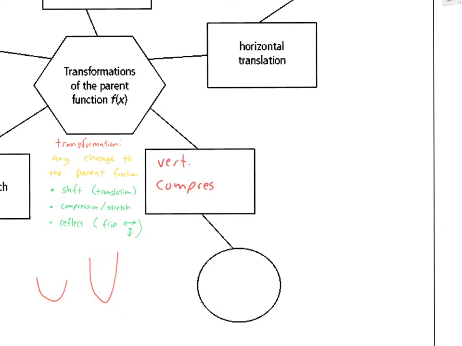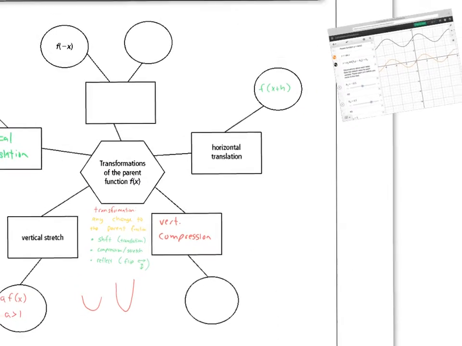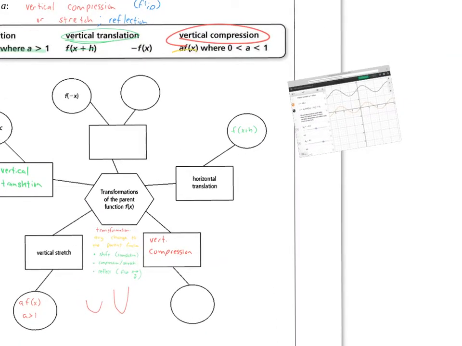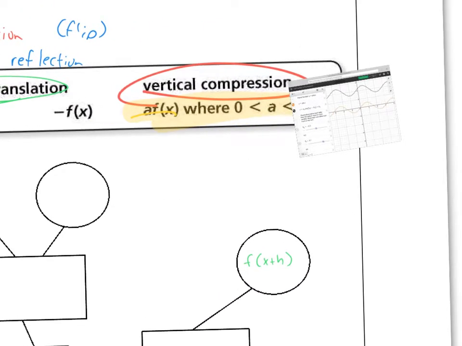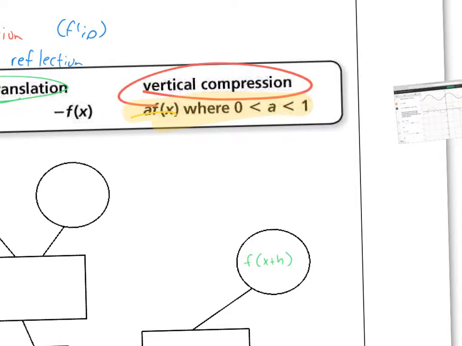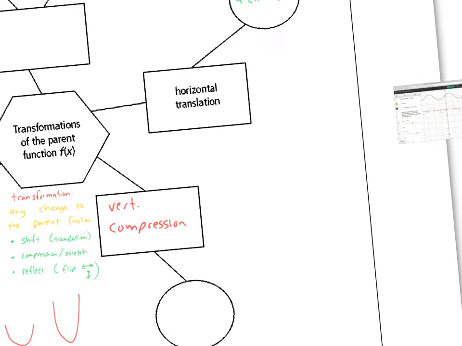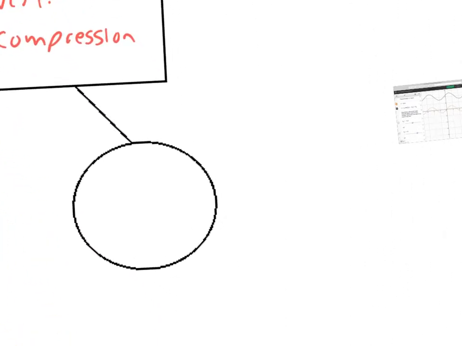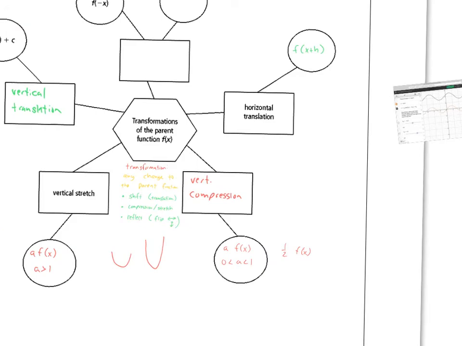And a compression means you squash it. So that is going to be here where I have a times f of x, where our a is between 0 and 1. So it's like 1/2, 1/3, 0.2, something like that. Again, it's the same as the other one, but a is a different type of number. If I said 1/2 of f of x, that's going to squash the function, compress it.